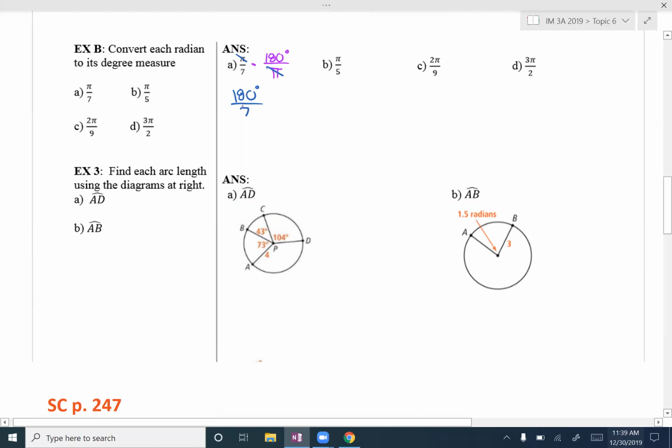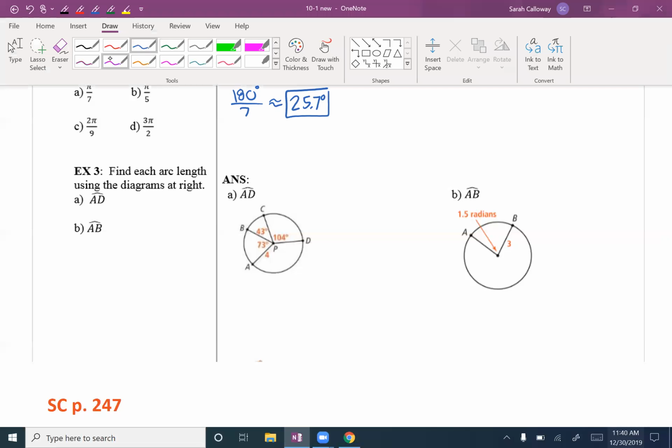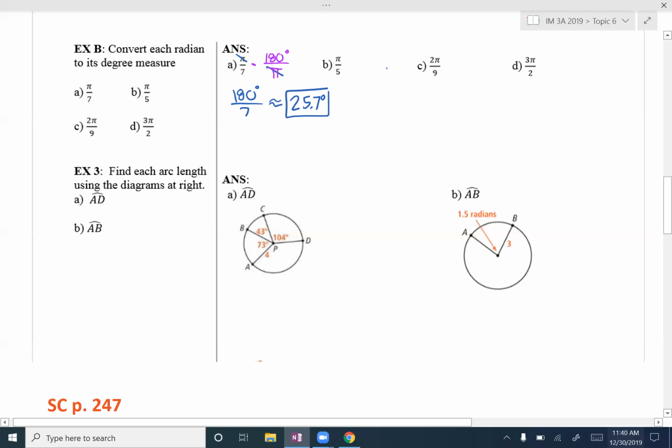Since 7 does not go into 180 degrees, we're just going to divide that. So if I do 180 divided by 7, that gives me about 25.7 degrees. So pi over 7 radians is equivalent to 25.7 degrees. And then let's do 2 pi over 9, just so we get a little bit of a different perspective there, since that one has a coefficient in the numerator and B doesn't, so B will follow just like A did.